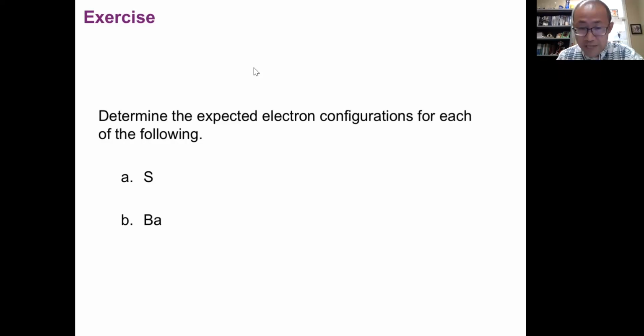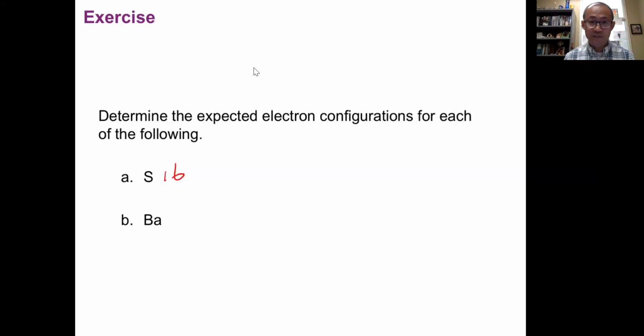The second one is barium. So the first thing to do, of course, you need to know the number of protons, so you know the number of electrons. The first one, sulfur: the number of protons and electrons is 16.